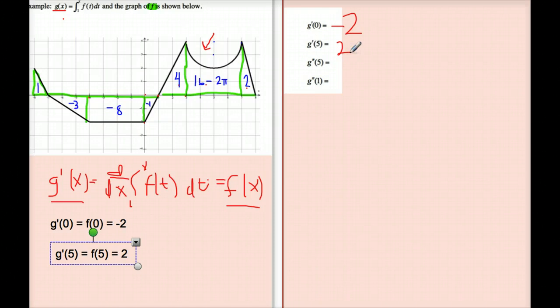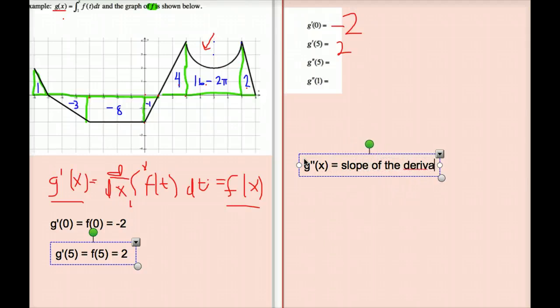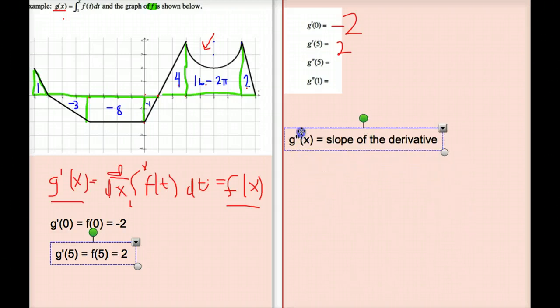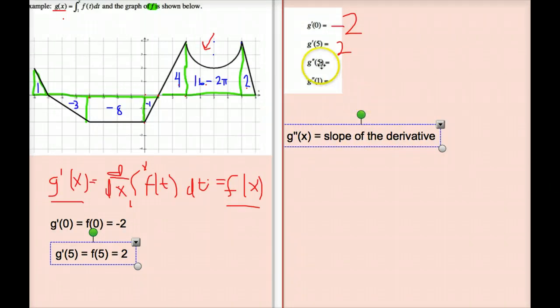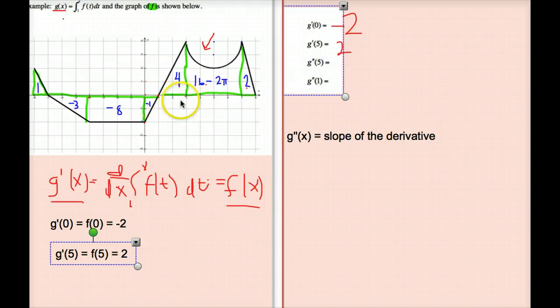And now we want to take a look at g double prime. Well, if this is the graph of the derivative, isn't g double prime the slope of the derivative? So according to this, g double prime of x is equal to the slope of the derivative, which means I need to find the slope at these points. If I take a look at g double prime of 5, 1, 2, 3, 4, 5, my point is right here.